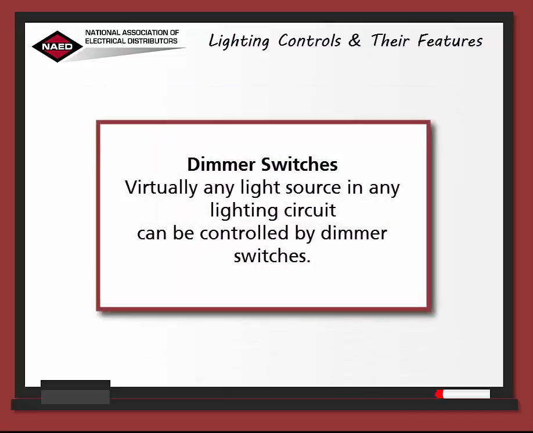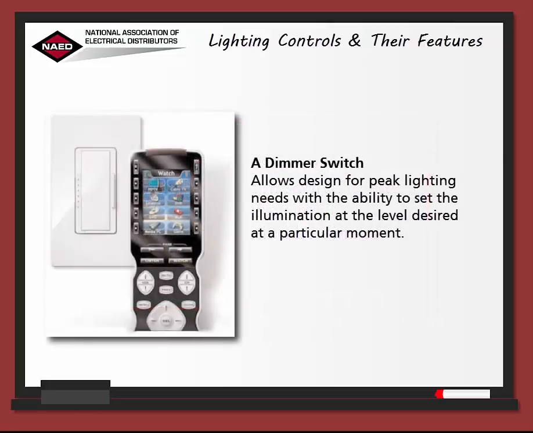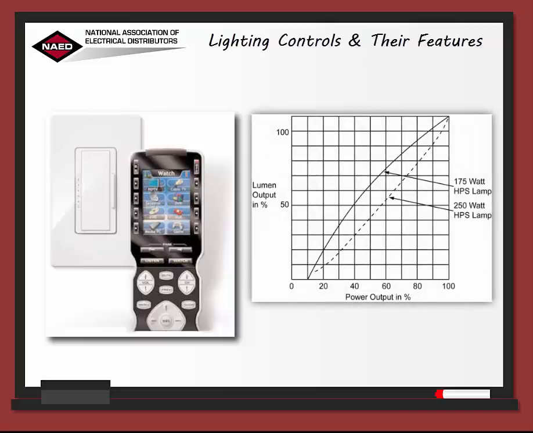Virtually any light source in any lighting circuit can now be controlled by dimmer switches. A dimmer switch allows design for peak lighting needs with the ability to set the illumination at the level desired at a particular moment. Energy consumption is reduced and lamp life is often increased. The figure on the right illustrates the relative efficiency of 175-watt and 250-watt HPS lamps under dimmer control.